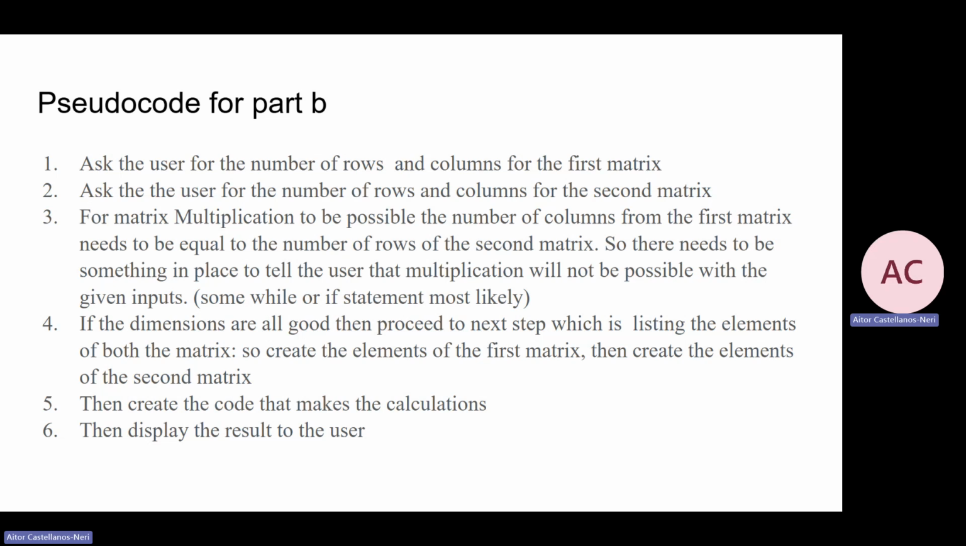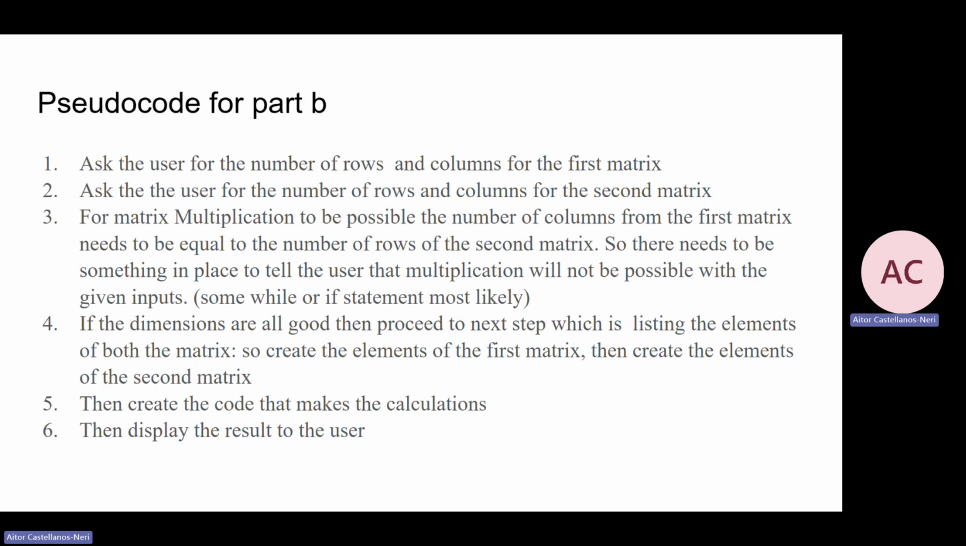So if this isn't possible with the given inputs that the user gives, based on 1 and 2, there needs to be something in place in the code that tells the user that it's not going to be possible. I believe that some while or if statement would most likely be used here. So while A columns does not equal B rows, continue, or if. But if the dimensions are all good, we can proceed to the next step.